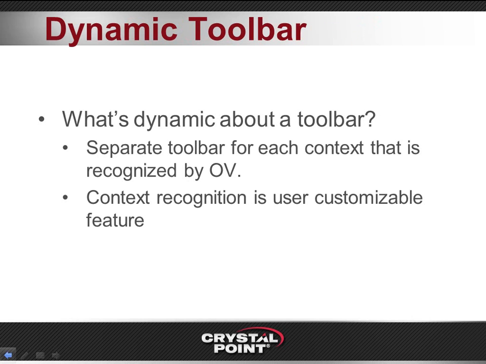Why do we call our Outside View toolbars dynamic? Outside View can display a separate toolbar for each context recognized by Outside View. Contexts are dynamically recognized by Outside View as you interact with your host system. The corresponding toolbar is then dynamically displayed. Again, as you've seen in previous videos, context recognition is a user customizable feature, so Outside View can be configured to recognize and display customized dynamic toolbars for any or all of your host working environments.